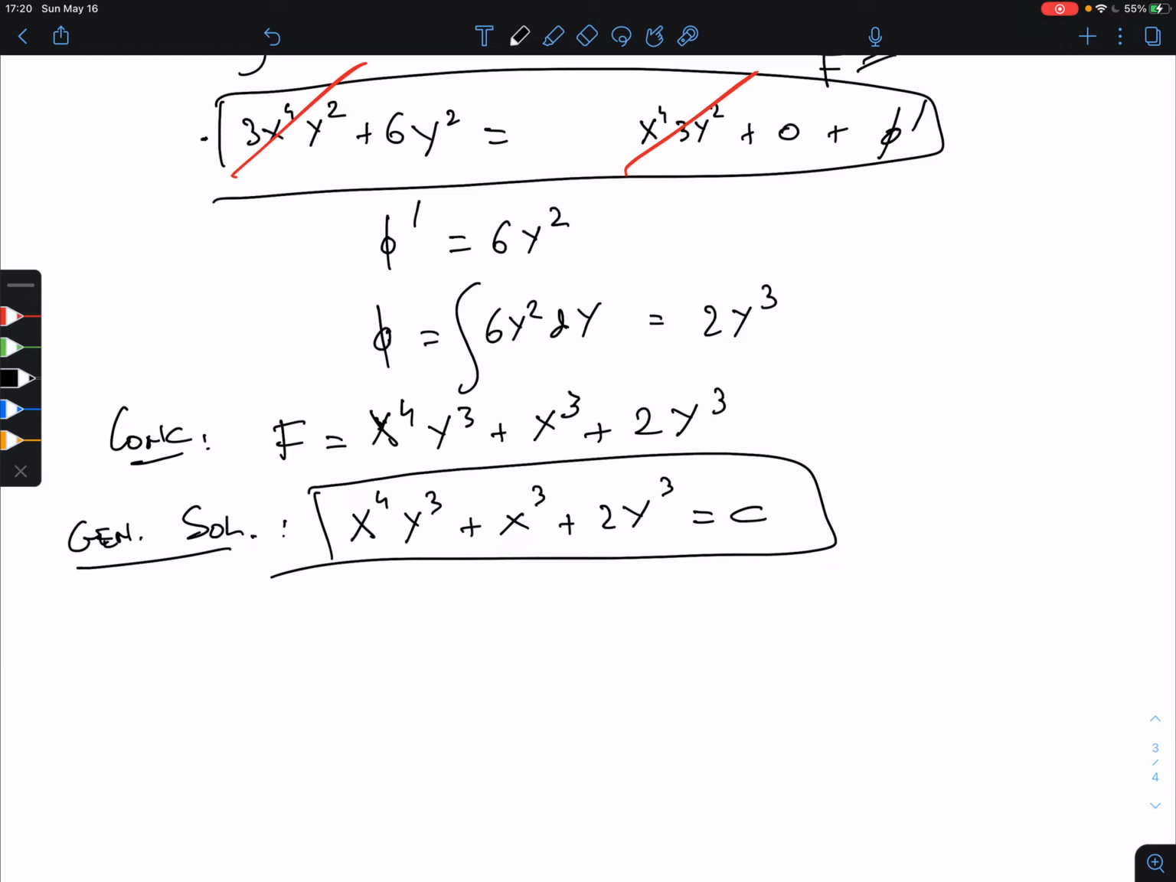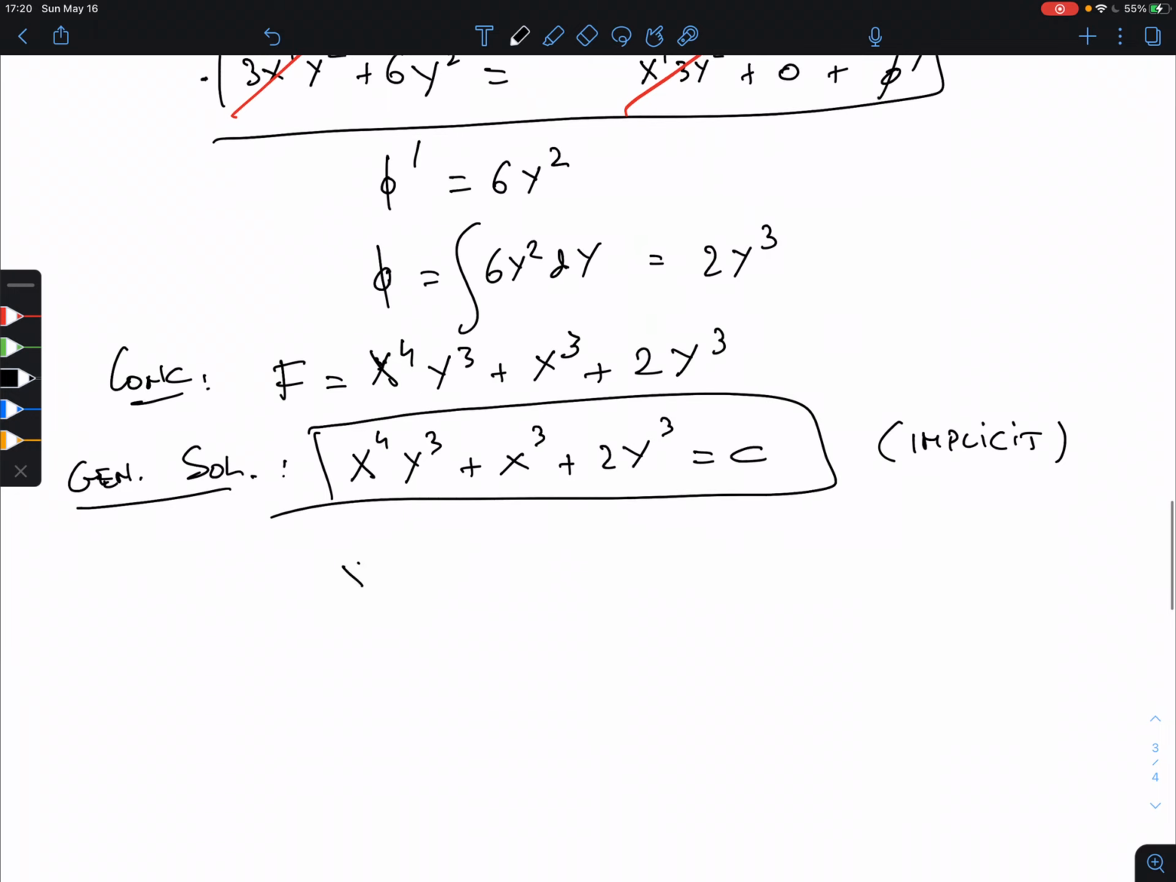Now this is in implicit form. Very often in this method, that's the best you can do. But in this case, it's rare, you can actually do better. Namely, you see y only occurs on one occasion, namely as y cubed, right? So we could isolate that. So we see that y cubed is c minus x cubed over x to the fourth plus 2.